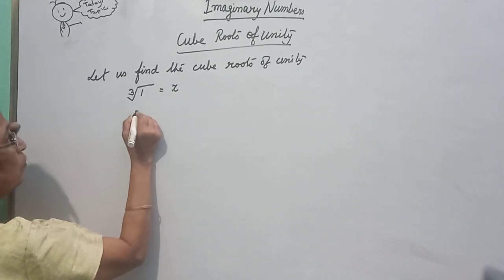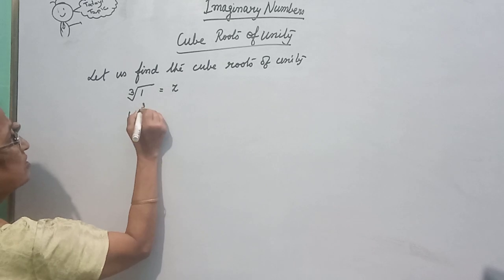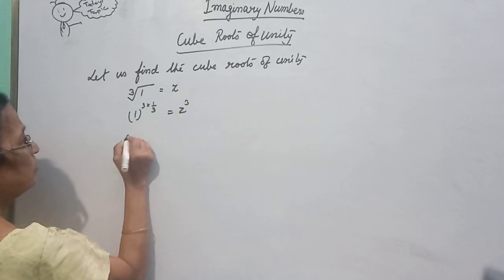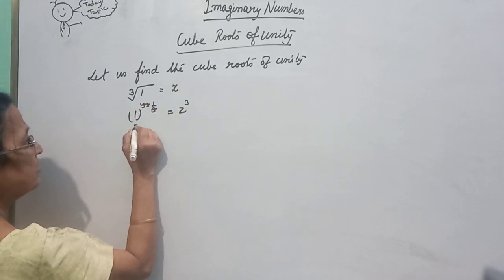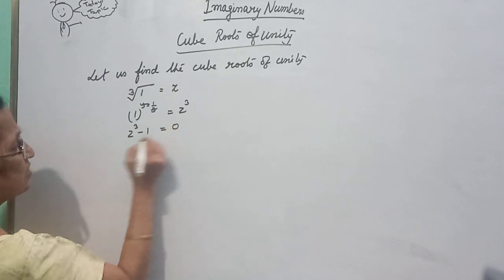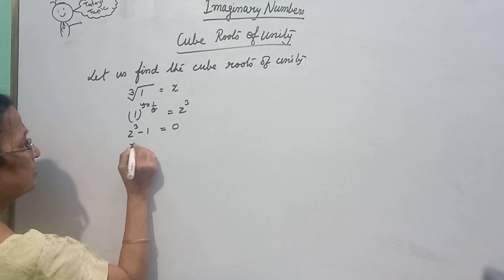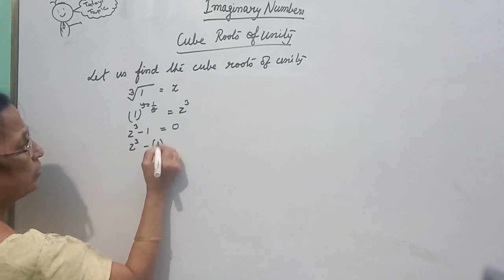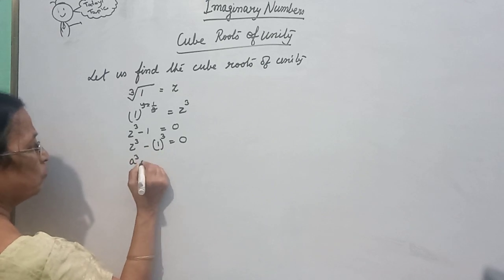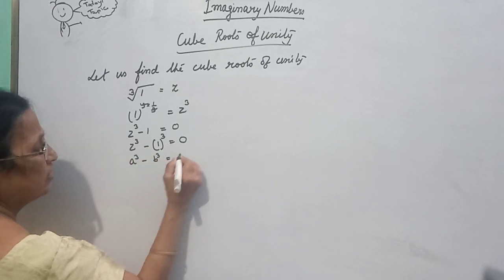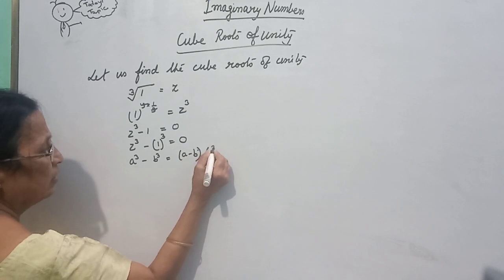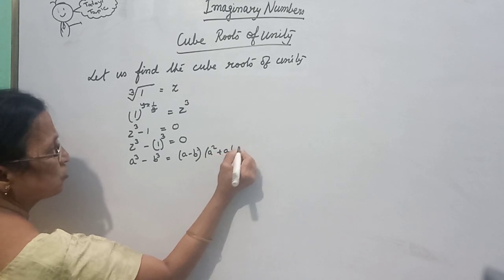Then 1 to the power 1 by 3 is equal to z, so 1 is equal to z cube. So z cube minus 1 is equal to 0. Now, what is a cube minus b cube? You know the formula: a minus b into a square plus ab plus b square.